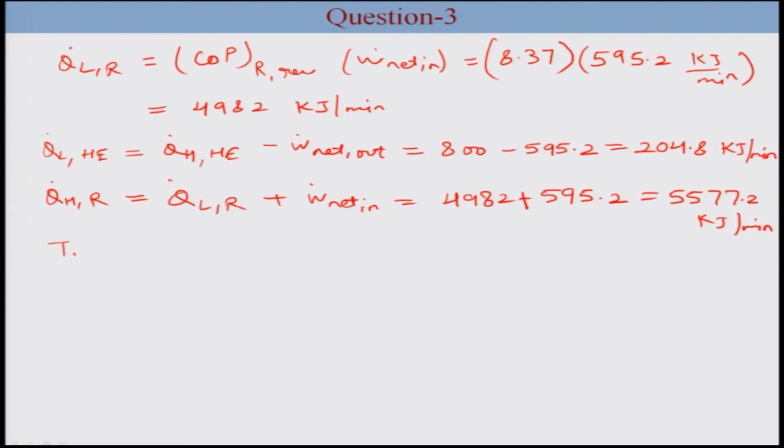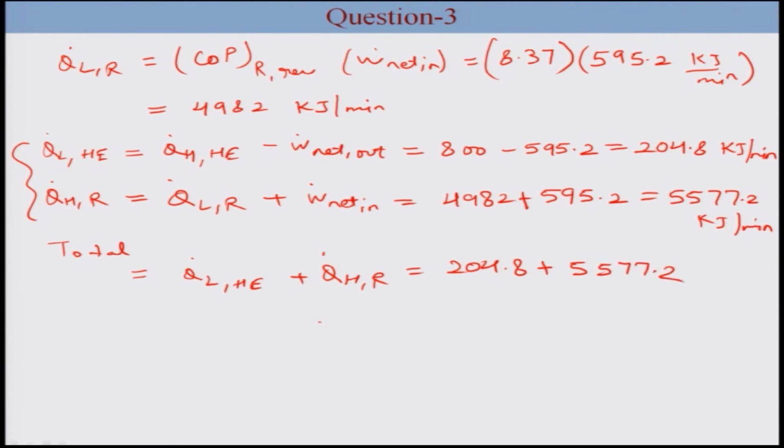So the total amount will be the sum of these two. This is equal to the heat engine plus Q dot H of the refrigerator, which is 204.8 plus 5577.2. So this is equal to 5782 kilojoule per minute. So this is the amount of heat which is rejected to the ambient air.